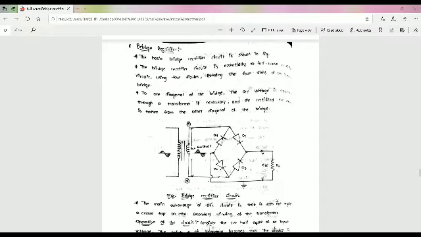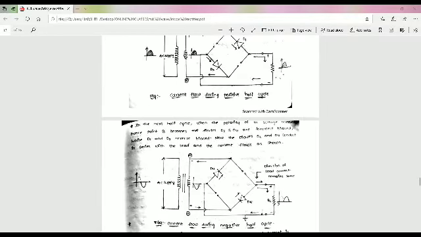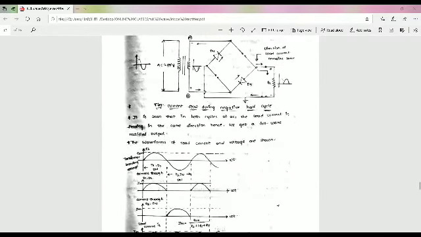IDC equal to 2Im by pi and IRMS equal to Im by root 2.